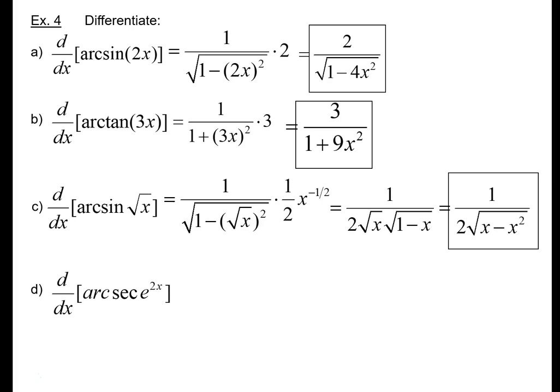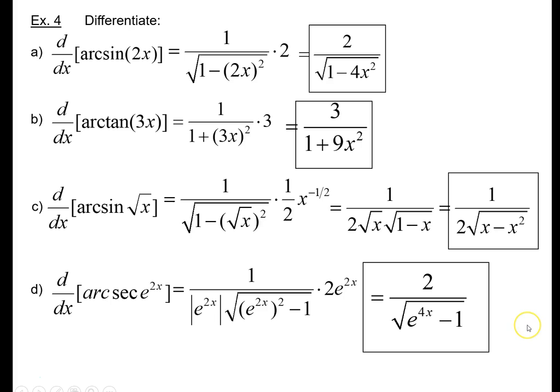How about this one? We have the derivative of arcsecant of e to the 2x. So arcsecant is the outer function, e to the 2x is the inner function. So the derivative of the outer, there's your arcsecant formula, evaluated at the inner, which is e to the 2x. Now, the derivative of the inner, e to the 2x, is another chain rule. Make sure you see that. The derivative of the outer, which is e, evaluated at the inner, which is 2x, times the derivative of the inner, which is 2. Cleaned up a little bit, we get this.